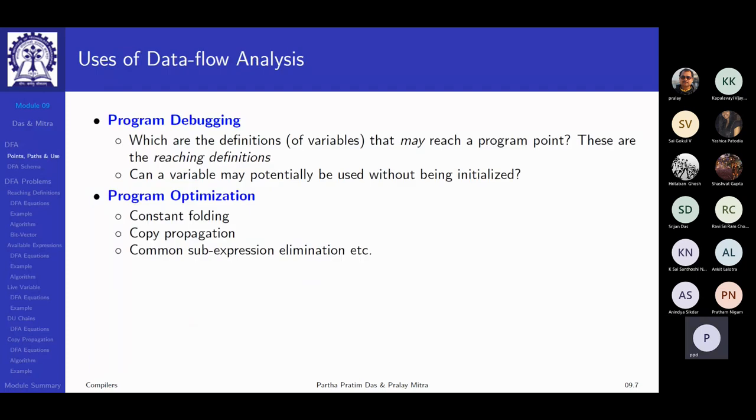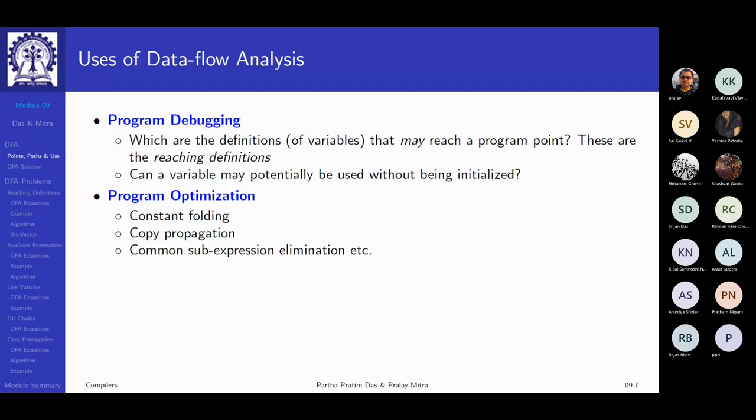Now, the main purposes of data flow analysis are two. One is it helps in program debugging also. So this data flow analysis results may help to get different debugging information. For example, we often get in the debugger that a variable may not be defined when it is being used. So we can even statically get an estimate for this by doing a reaching definition analysis. That is, we see, given a definition, what are the points in the program where that definition can reach.